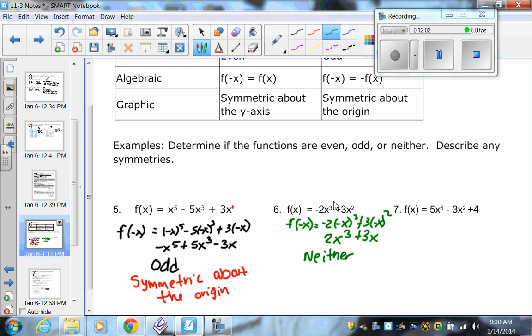If you look at your degrees, you have an odd degree and an even degree. So since it's a mixture, it can't be an odd or an even function.